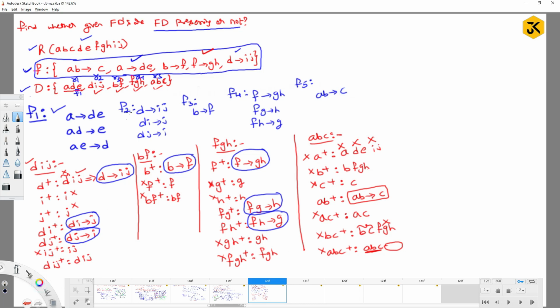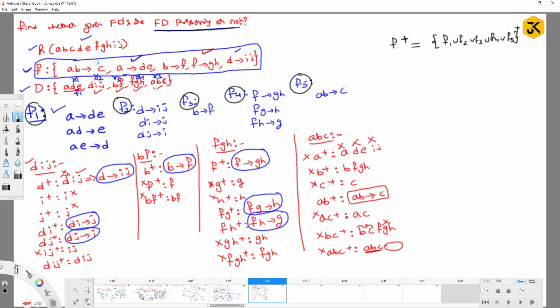Now, are there any other relations? No. All 5 relations are done. So that's why you got F1, F2, F3, F4 and F5. Now, they are asking whether it is FD preserving or not. Meaning that you have to check whether F closure is going to be possible with respect to the closure of F1 union F2 union F3 union F4 union F5 or not, right?